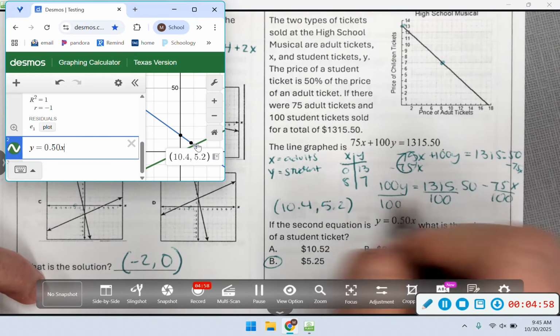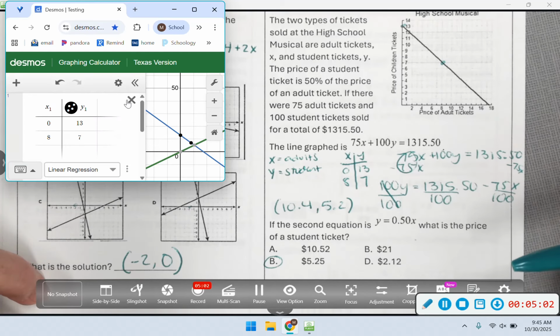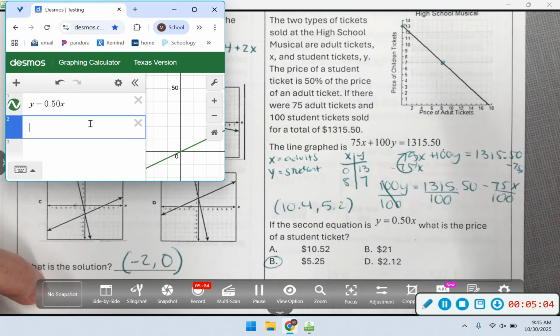Now you don't even have to simplify. You can type it just like that in your calculator. So I'm going to turn this one off. So again, I only have that y equals equation that we've already typed in. And I'm going to type this one in.